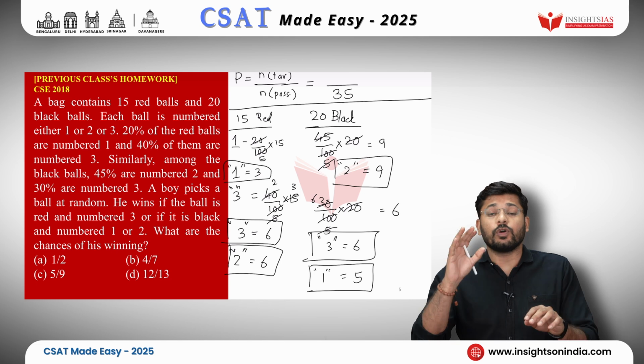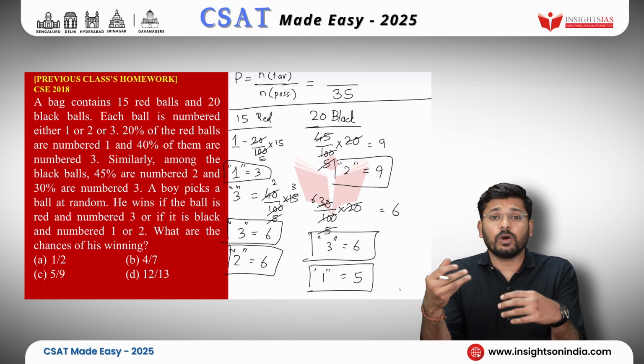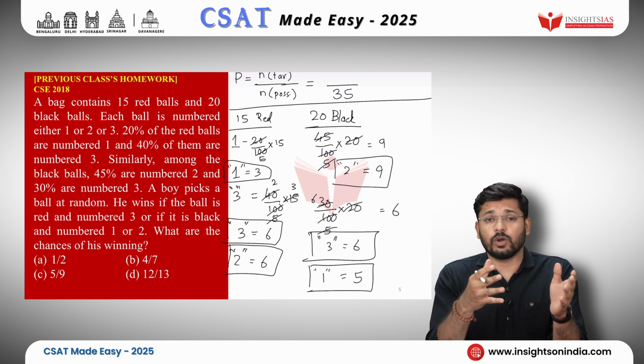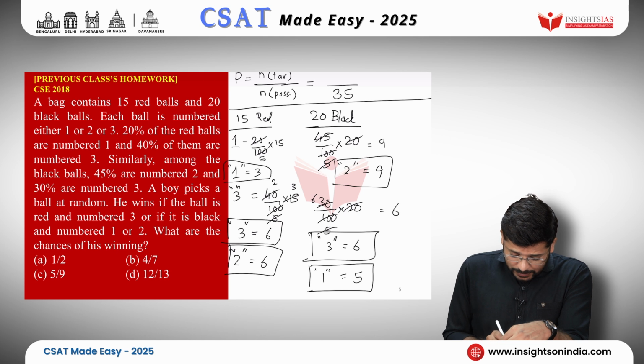Okay, now we got the specific numbers of each black ball and red ball, which have been numbered with different numbers, 1 or 2 or 3. So what is the favorable condition? The favorable condition is, if it is red, it should be numbered 3, and if it is black, it should be numbered 1 or 2.